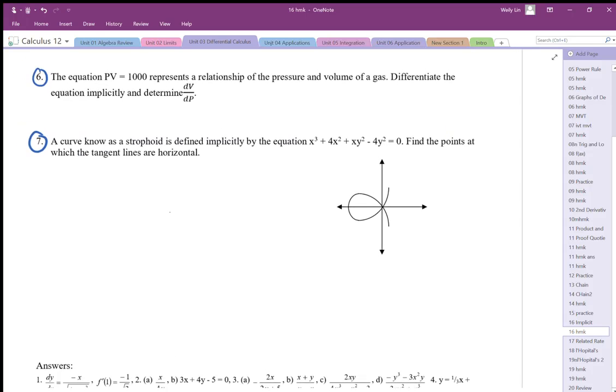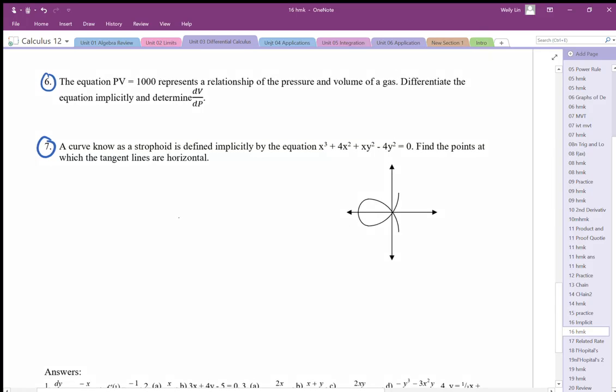Problems 6 and 7 then. To do these problems, this is related to the gas law, so pressure times volume equals a constant. In this case, we want to make sure we understand how we're framing this. This is essentially dy by dx as we normally would see it. So this would mean that P is our x and V is our y.